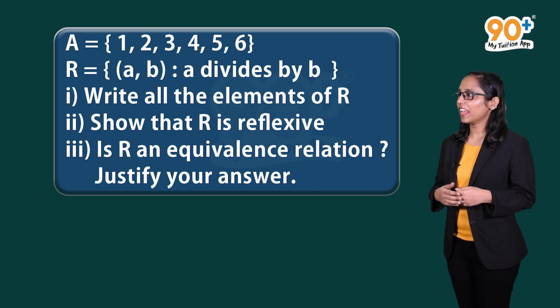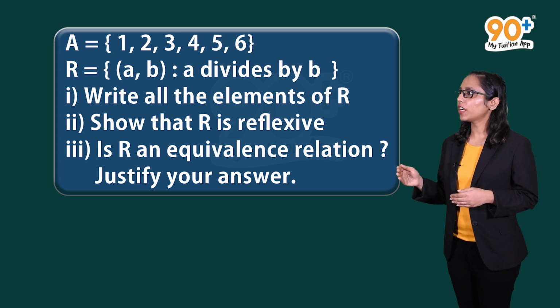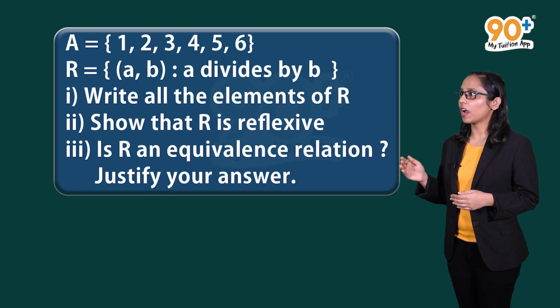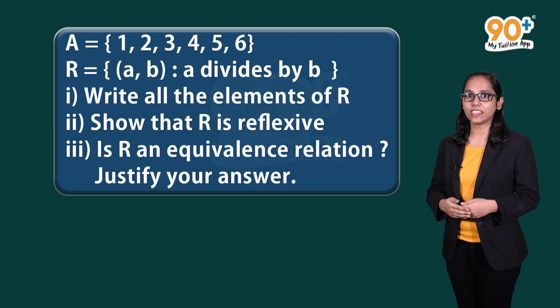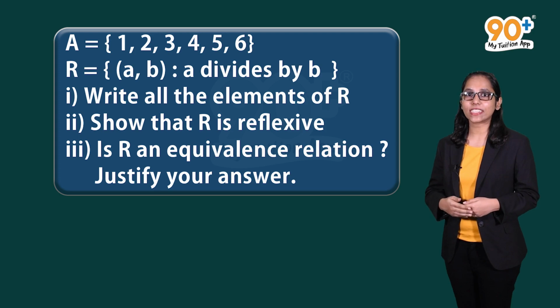Consider the set A with relation R, where A equals {1, 2, 3, 4, 5, 6}, and the relation R is defined as the ordered pair (a, b) such that a divides b. So the first question is, write all the elements of R. The second question is, show that R is reflexive. And the third one is, is R an equivalence relation? Justify your answer.